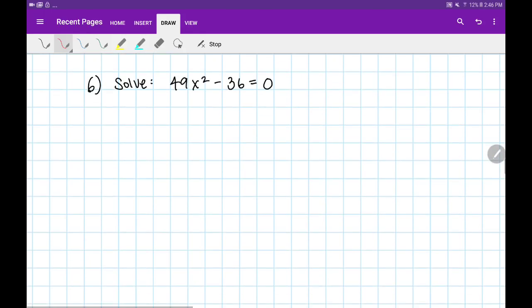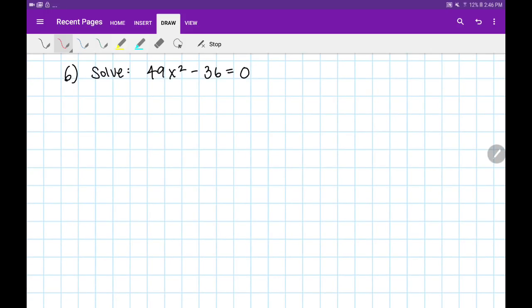Okay, let's go to number 6. It says solve. Okay, another quadratic equation. So here we'll, again, check if there's anything that we can factor out by greatest common factor. So is there a number that goes into 49 and into 36 evenly? The only number that really multiplies into 49 is 7 and 49 itself, and neither one of those goes into 36. So we won't be doing a greatest common factor. Also notice, this guy doesn't have an x to offer, so we can't factor out an x either.